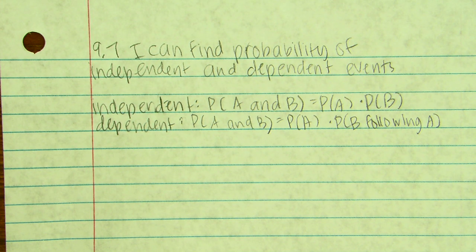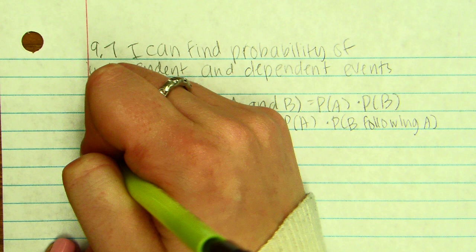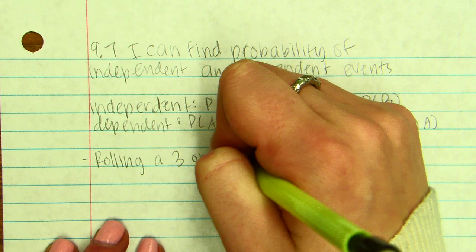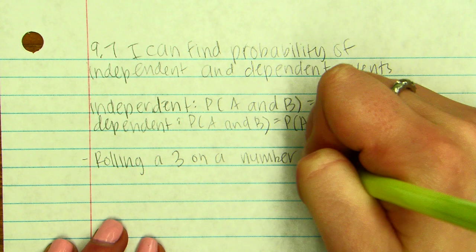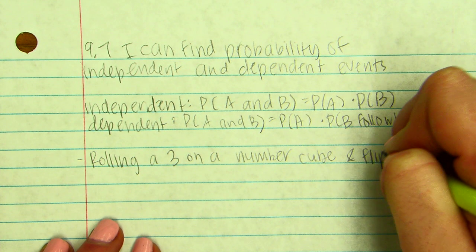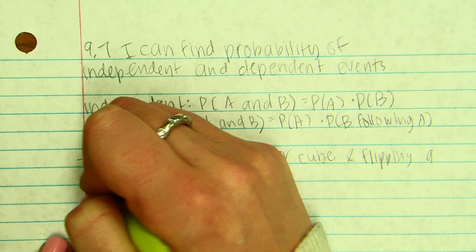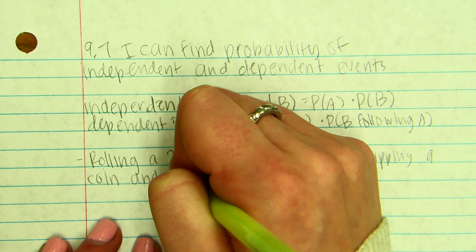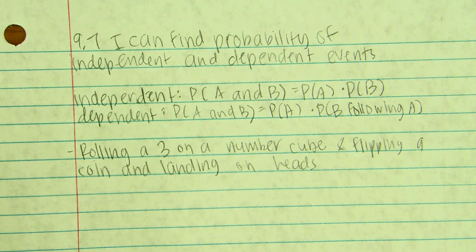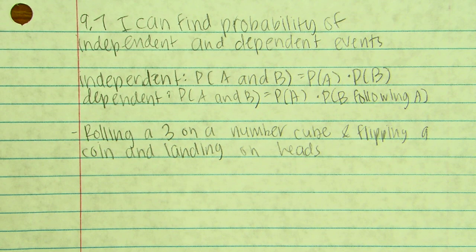So if I have an event like flipping a coin and rolling a number cube, we have to think, is that independent or dependent? Let's say the first event is rolling a 3 on a number cube and flipping a coin and landing on heads. First we have to think, is that independent or dependent? Does what we get on the number cube affect what we get on the coin? It doesn't. So these are independent events.